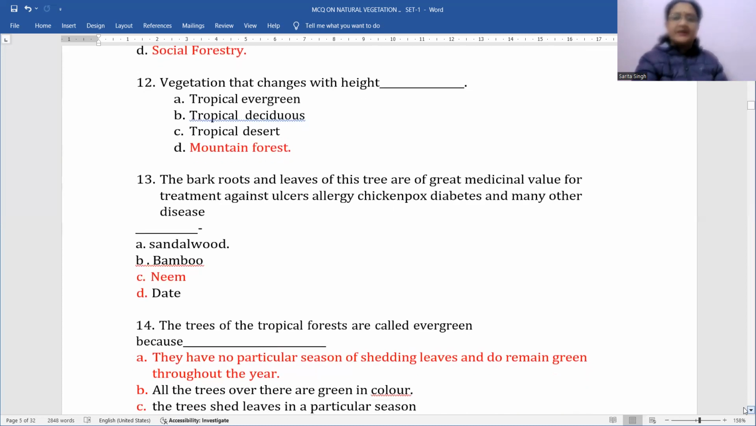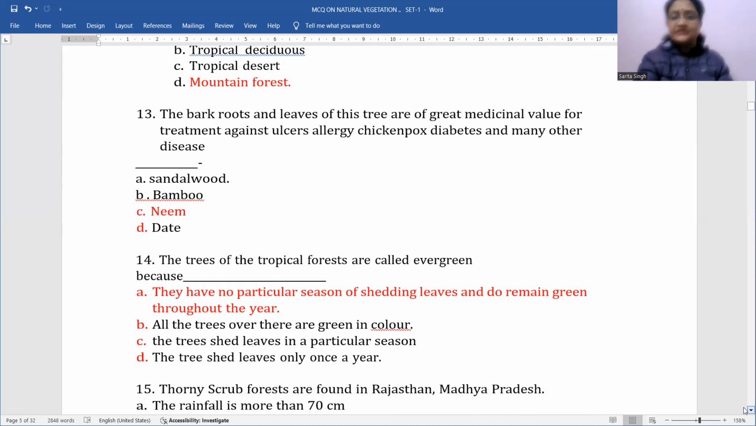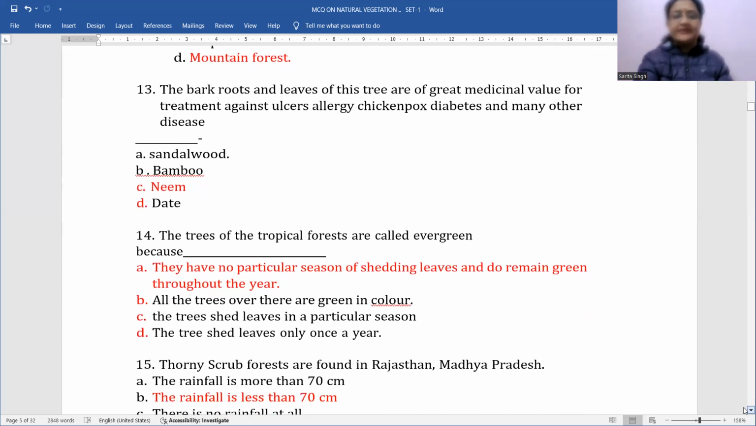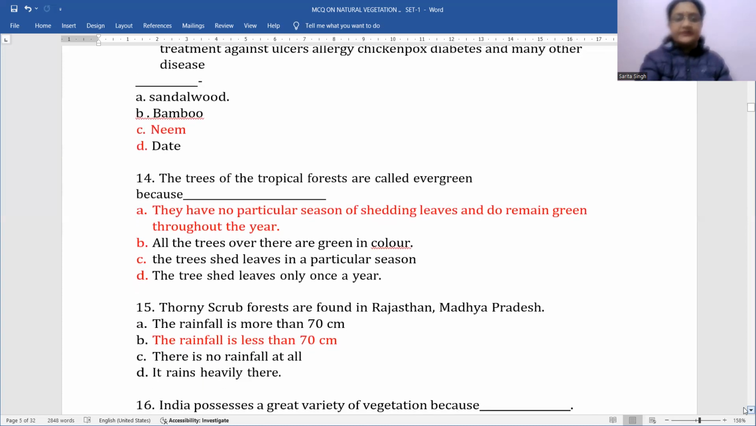Next question, children, the bark, roots and leaves of this tree are of great medicinal value for treatment against ulcers, allergy, chickenpox, diabetes, and many other such diseases. And the most correct answer here, children, will be neem. Yes, neem is the best answer for this.